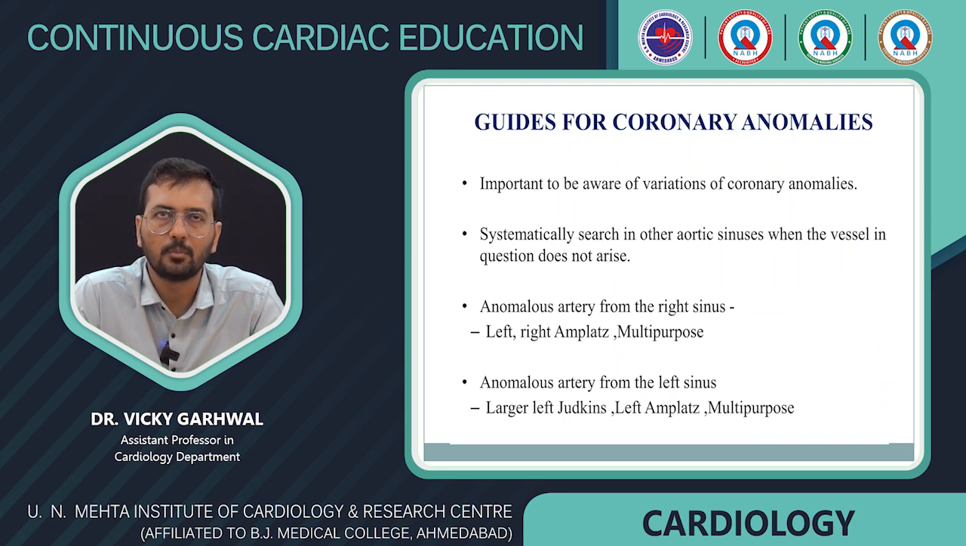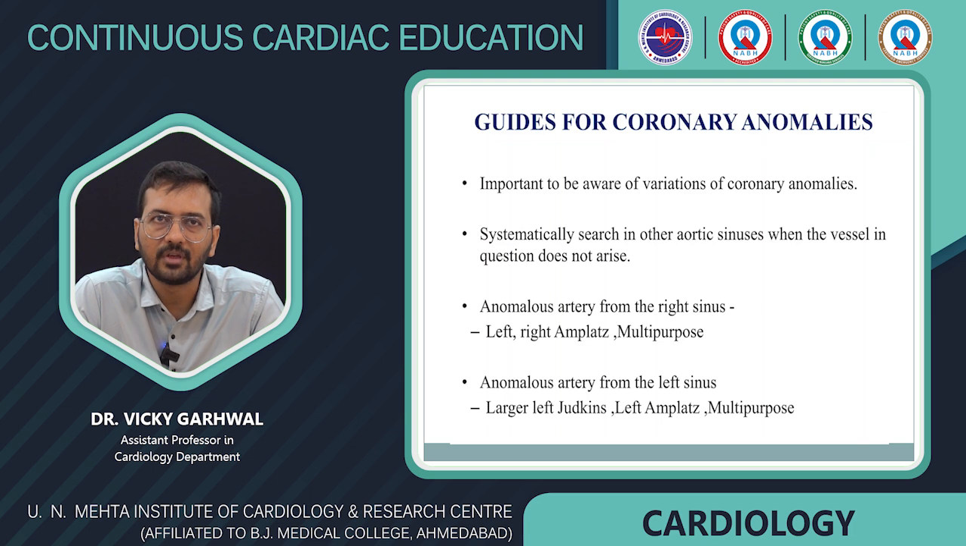Guides for coronary anomalies. It is important to be aware of the variations of coronary anomalies. If we do not find the RCA in the right cusp, then we have to look further in the left cusp. Systematically search in the other sinuses when the vessel in question does not arise where expected. For anomalous arteries arising from the right sinus, like LCX arising from the right sinus, we have to use left and right Amplatz or multi-purpose catheters.